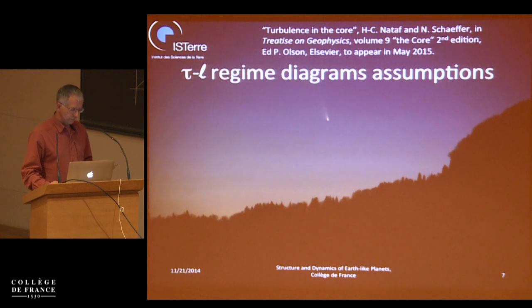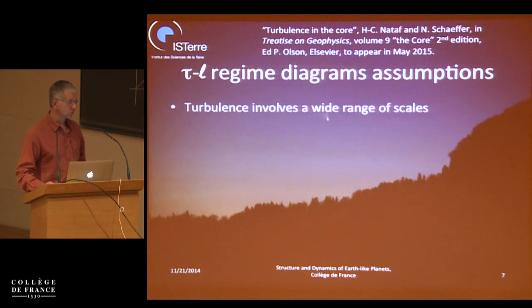So what are the different regimes which can happen in these diagrams? We've used this description in a chapter of the core volume of the Treatise on Geophysics, to appear in May 2015. So if you're patient enough, you can have a look for more on the bibliography and the arguments we put forward for these ideas that we're presenting here in the context of the planets, but they're in the context of the Earth's core.